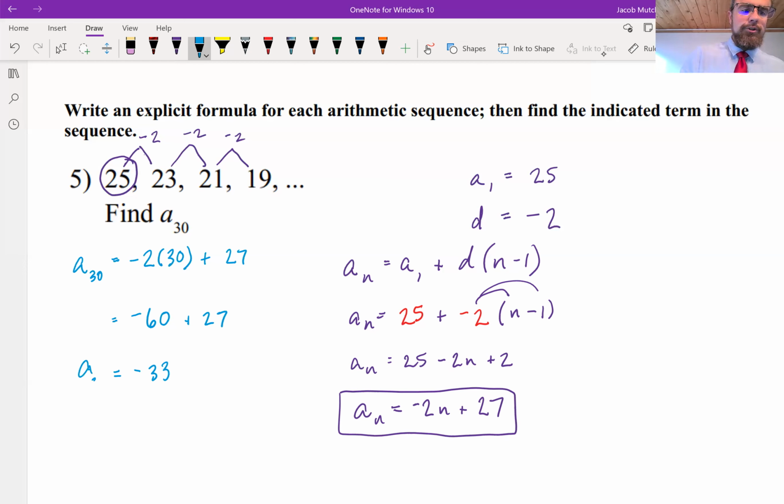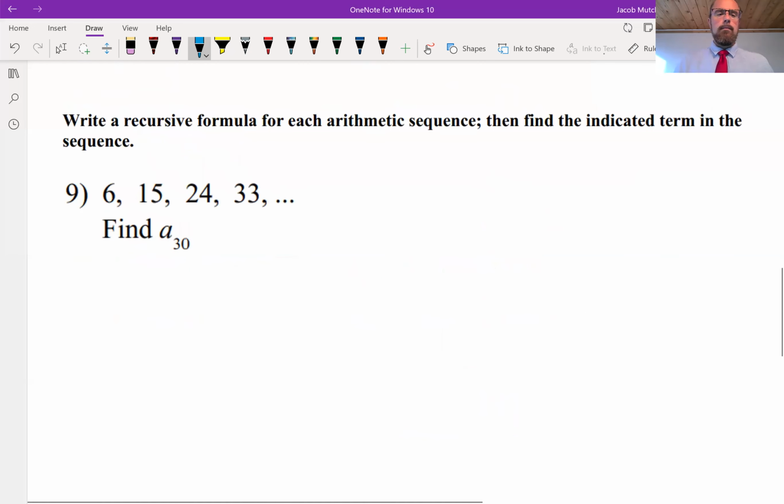So those first two examples, we were writing an explicit formula. Let's take a look at how we would write a recursive formula. So here we've got another increasing arithmetic sequence. It starts 6, 15, 24, 33. So I want to write, in this case, a recursive formula. So the main difference between an explicit formula and a recursive formula is recursive defines the sequence in terms of, well, each term in terms of the previous term that came before it.